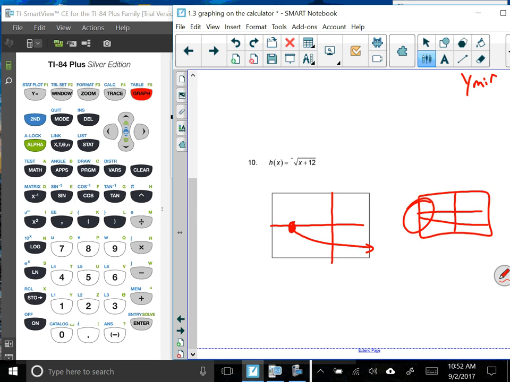Okay, your homework is 6 that are done on the Zoom 6 window. You just do the Zoom 6, and you're going to practice your tracing with your table, and then 6 that you have to practice trying to figure out the window.